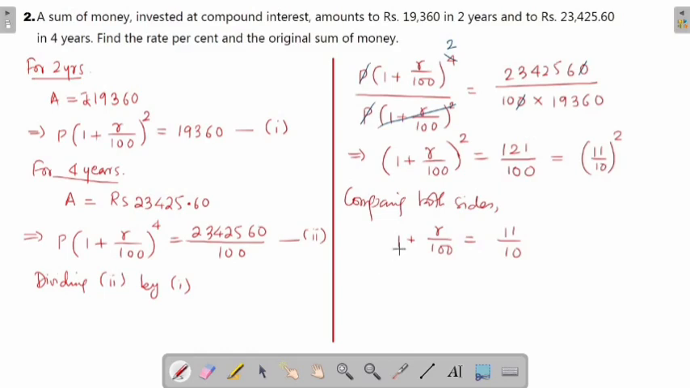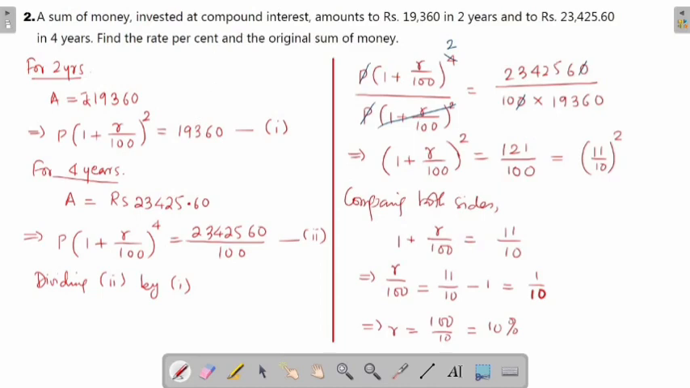Let me solve it for you. From here, R by 100 is equal to 11 by 10 minus 1, which turns out to be 1 by 10. So from here R will be, bringing this 100 here, 100 by 10, which becomes 10. So my rate of interest is 10%. Now you need to find the original sum, that is the principal. That principal can be found using equation 1.